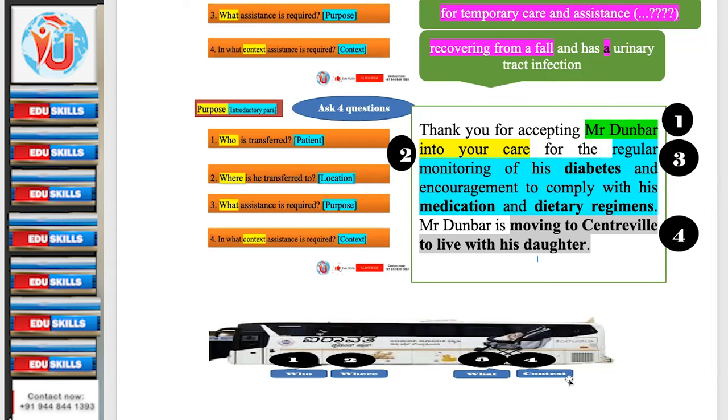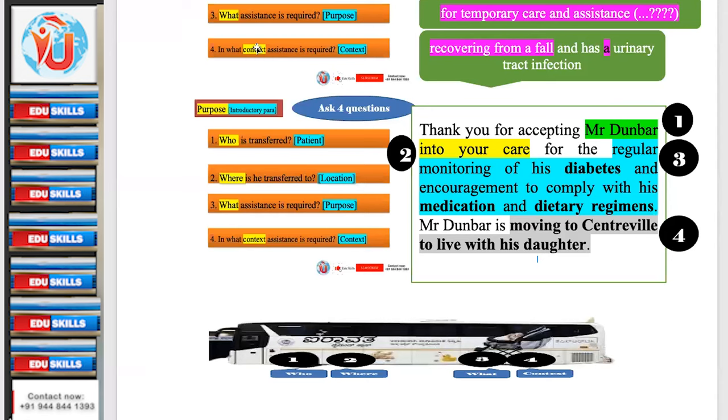Take two or three case notes. Write only the purpose paragraph. Ask these four questions and write the answers as individual sentences. You have to write, Mr. George Gale is transferred. Write the full sentence. Where is he transferred to? Mr. George Gale is transferred into your facility.